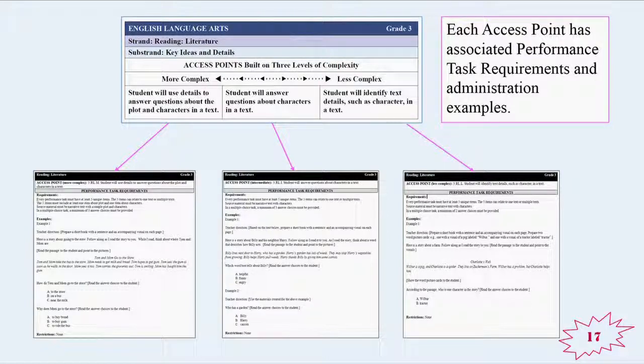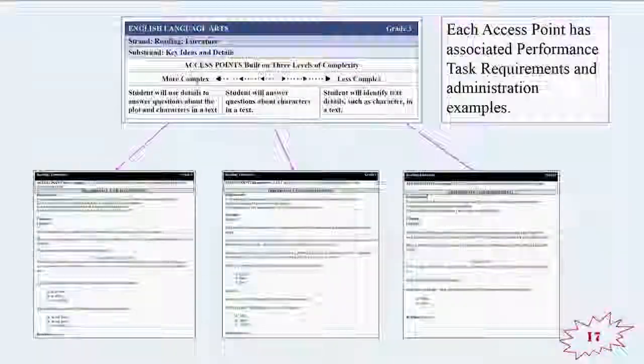So, third grade literature. The most complex task is right here, and it is set up to measure the more complex access point. If you're at the intermediate level with your student, you'll have an intermediate space that's set up for you. And at the less complex level, you have it set up too.